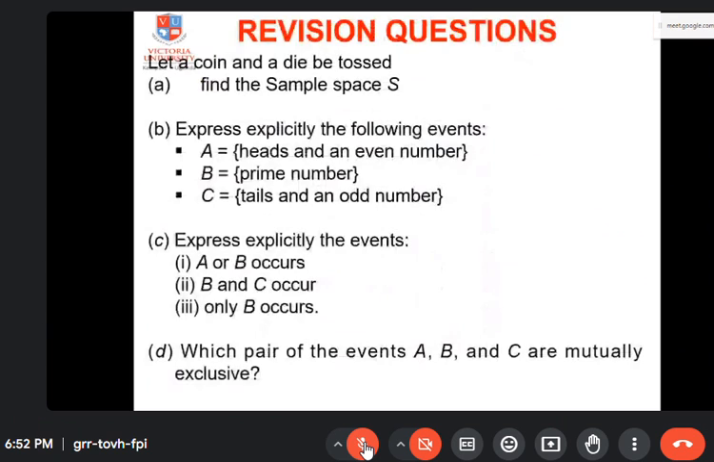Okay, let us continue. Now, let us try these questions. Let a coin and a die be tossed. We are tossing now a coin. It has 2 faces. A die has 6 faces. Can someone tell me the sample space? How many different sample points do we have in that sample space? There are 12. Can you list them?